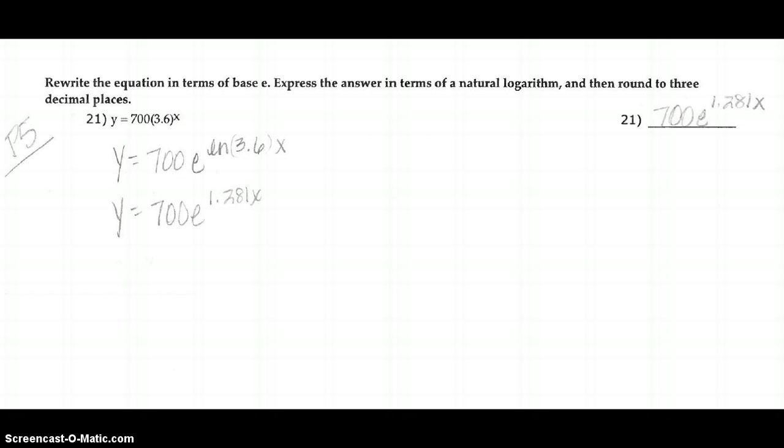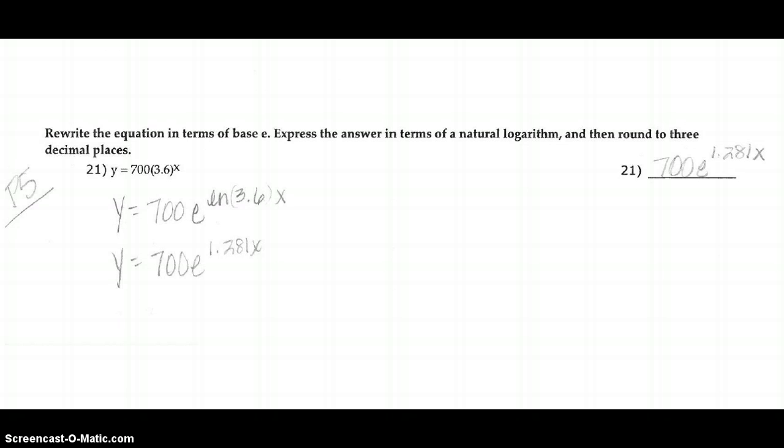Rewrite the equation in terms of base e, express the answer in terms of natural log, and then round. So I'm given y equals 700 times 3.6 to the x. I'm using property 5 off of your formula sheet. Since I have to find an exponent, then I'm going to use natural log. And what I did is I replaced it with e to the natural log of 3.6, x. So my x is still in the exponent, but I've replaced 3.6 with a base of e, and in the exponent, natural log, and the argument's 3.6.